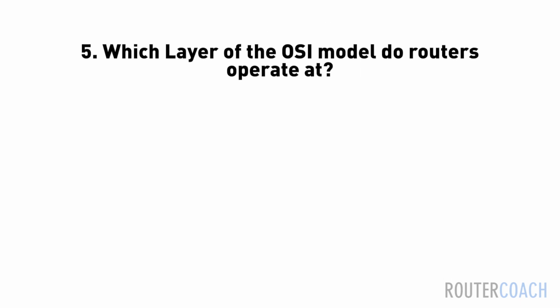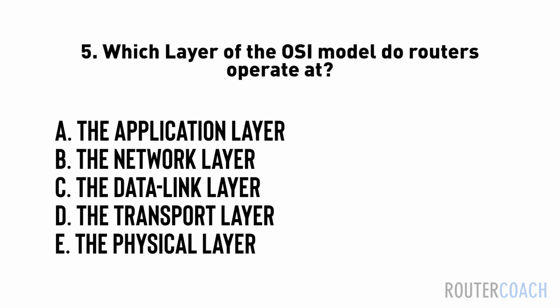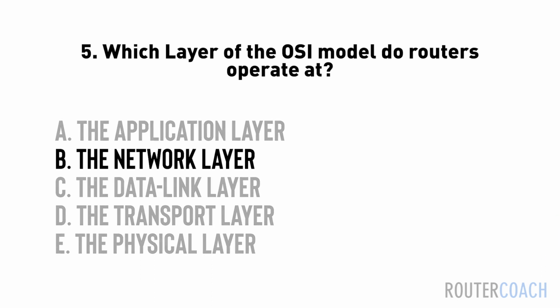5. Which layer of the OSI model do routers operate at? A. The application layer. B. The network layer. C. The data link layer. D. The transport layer. E. The physical layer. The answer is B.